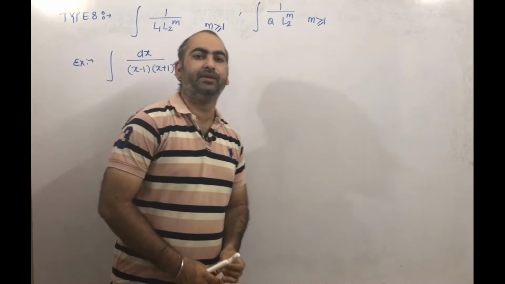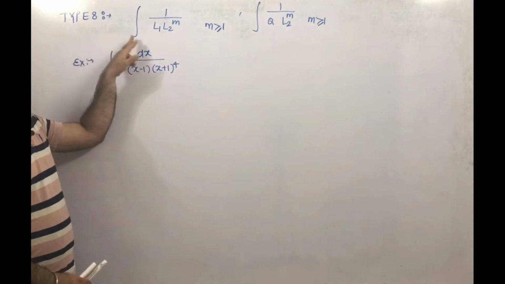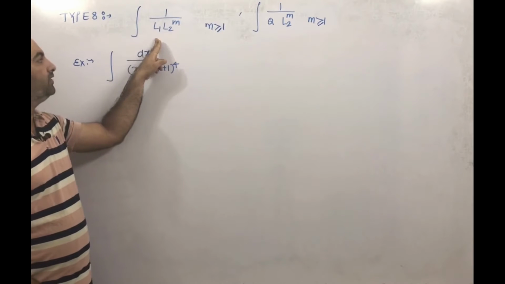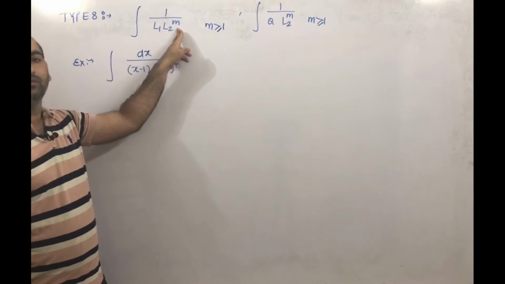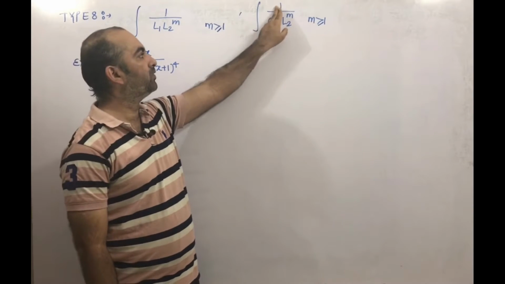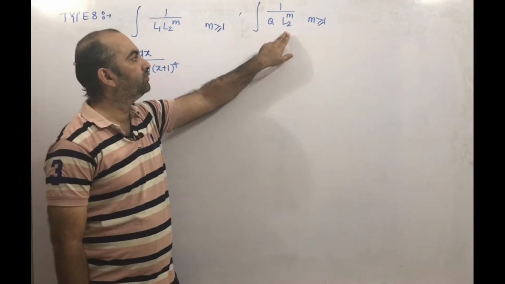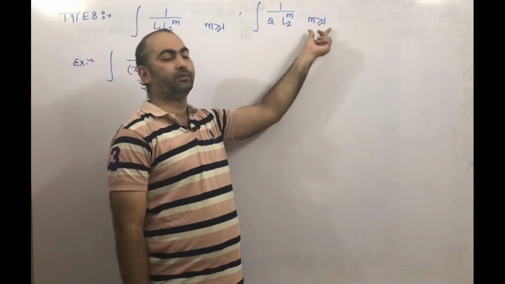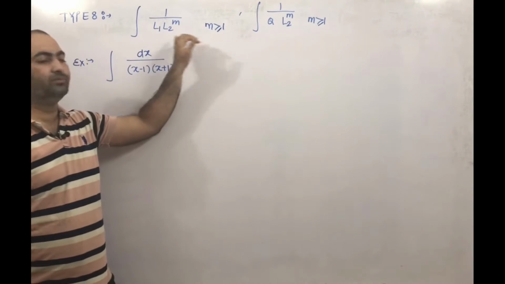Next we are discussing type 8. Type 8 is the integration of 1 divided by linear equation 1 into linear equation 2 to the power m, where m is greater than or equal to 1. And second is the integration of 1 divided by quadratic into linear equation 2 to the power m, where m is greater than or equal to 1. Then how to integrate these two types of problems?